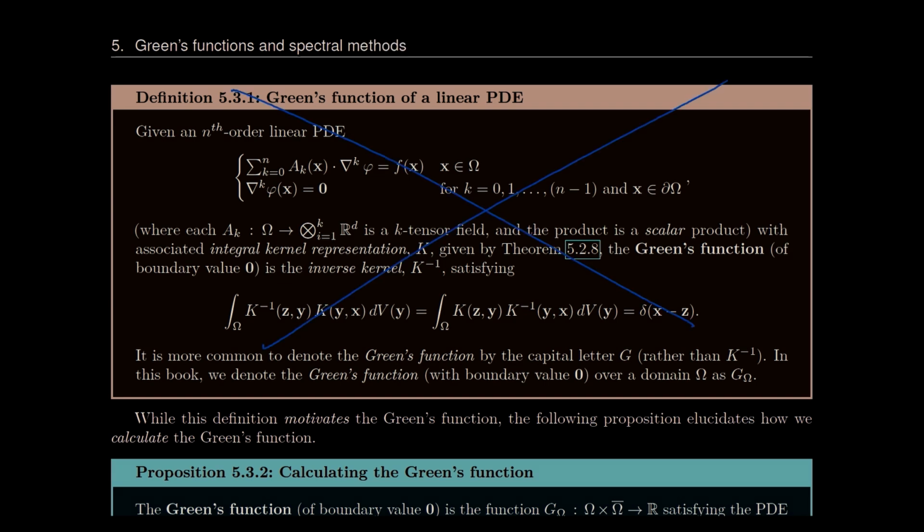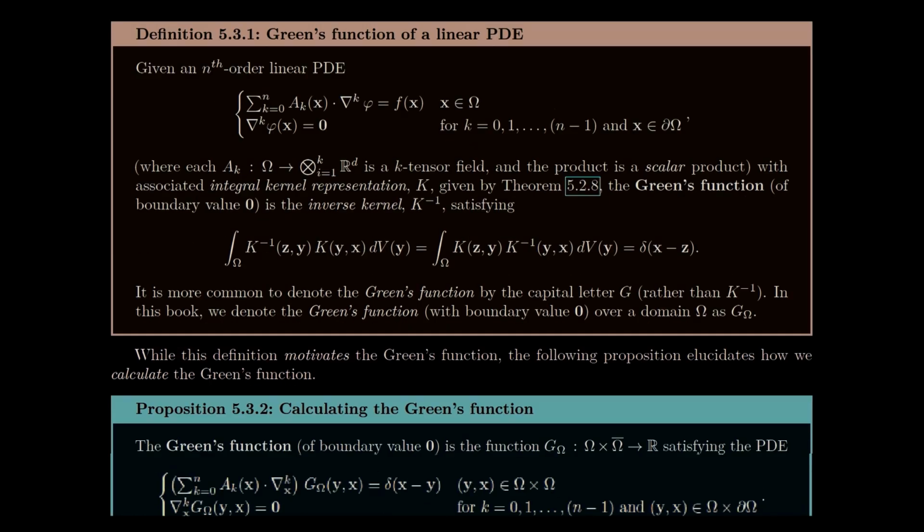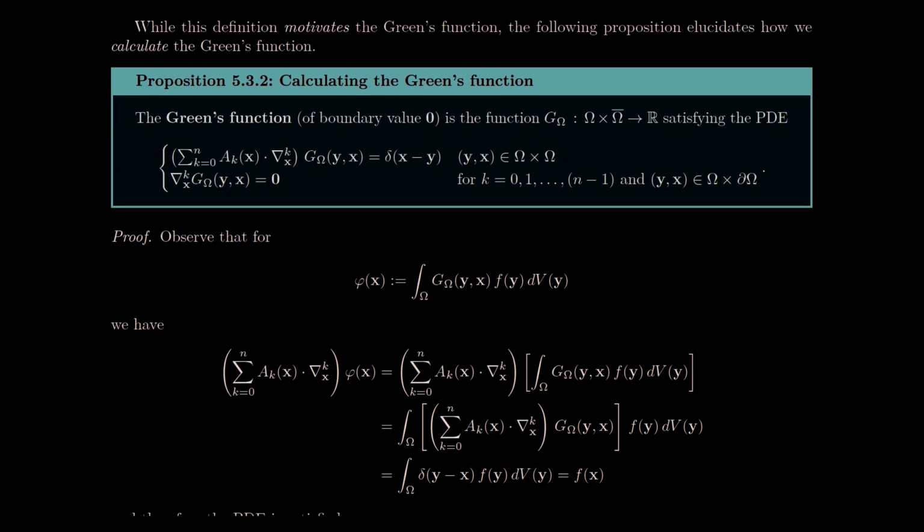I do not use this definition. It's a bad definition to use if you're actually trying to find these or work with these or think about them conceptually. The next proposition is actually the definition that we're thinking about. The Green's function of boundary value 0 is just a function, and we're going to notate it by g sub omega now, because omega is describing the fact that this is our domain. G sub omega is a function of two variables, omega and its closure.